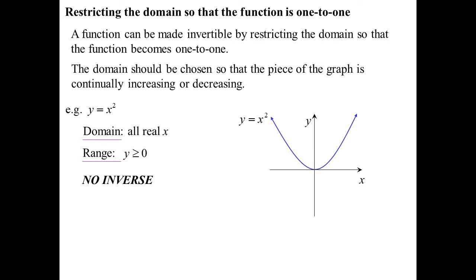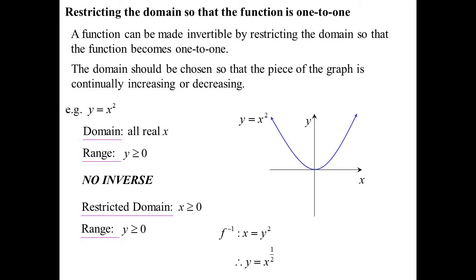Because if I was just to pick x is greater than or equal to 0, if I restrict my domain to that, so I've just got the right-hand side of the parabola, well, that would satisfy the horizontal line test. And in fact, I've got the whole range as well. So the range will remain at y is greater than or equal to 0. So my inverse would be x to the power of a half, or the positive square root. The domain is x is greater than or equal to 0. The range is y is greater than or equal to 0.